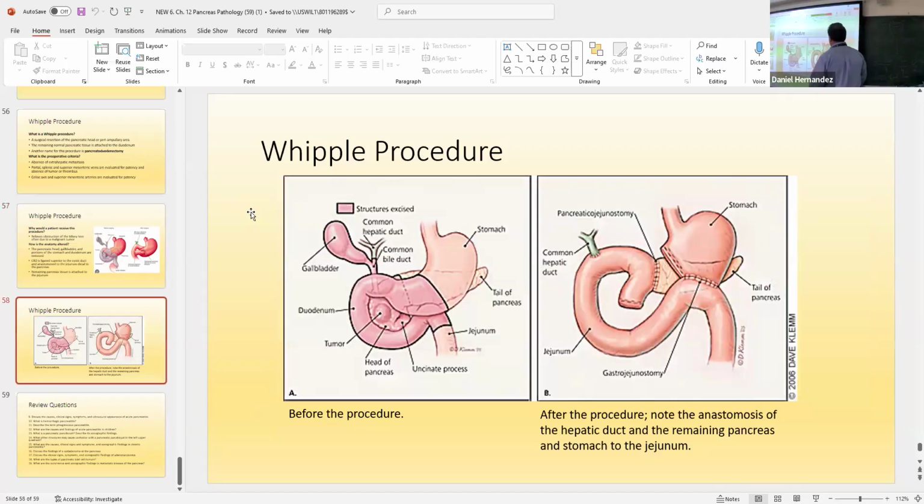This is a little more detailed picture of it here. They're bypassing all this, trying to bypass that area where the head of the pancreas is. So the stomach is now connected here to the jejunum, where the duodenum goes into the jejunum. The duodenum is the first part of the small intestine. And you can see the common hepatic duct draining the bile, connecting directly in, and the connection of the pancreas to the intestine.